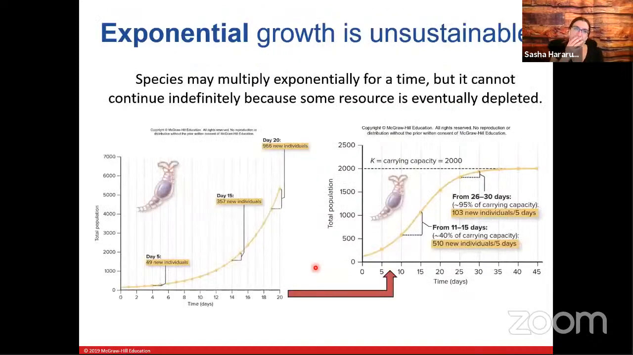Now, the exponential growth is unsustainable, though. Because the more individuals there are within a population, the more strain it puts on the natural resources that population requires. So this kind of graph shows the dynamics of the population of rotifers over time. This kind of organism is called rotifers.